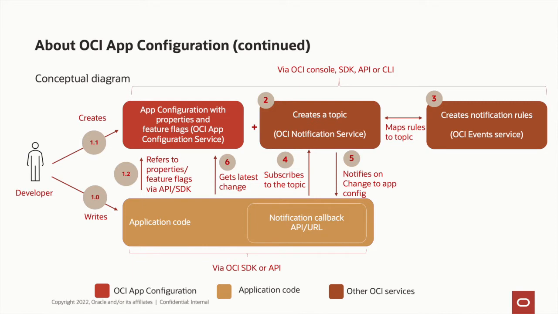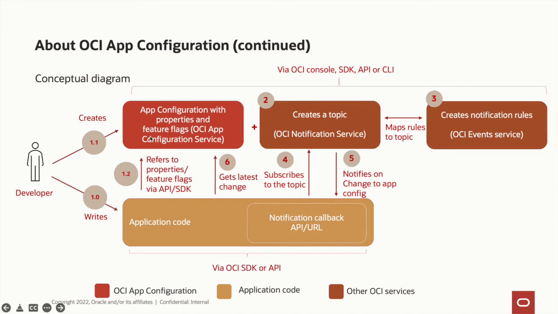In the demo today, I'll be demonstrating a push-based model using notification event handlers. Let's look at this workflow at a high level before we go into the demo itself. Consider everything above this imaginary line here to be different OCI services and everything below the line to be the consuming application code. Now, let's assume that the developer has already defined configurations using the OCI App Configuration service and is referring to them in the application code.